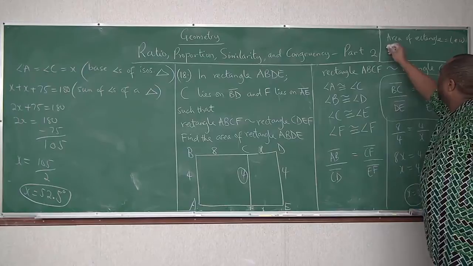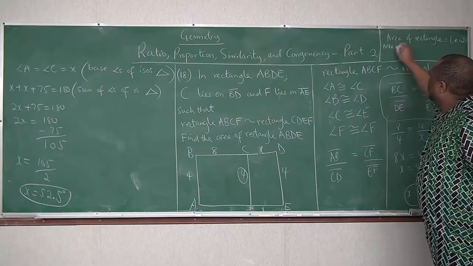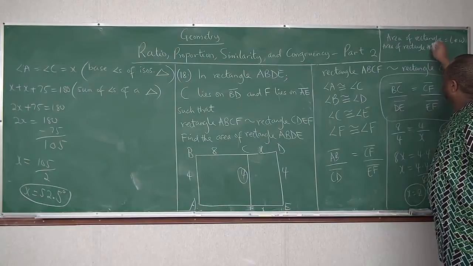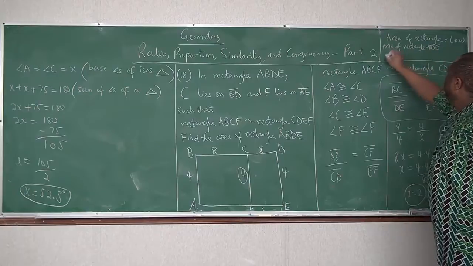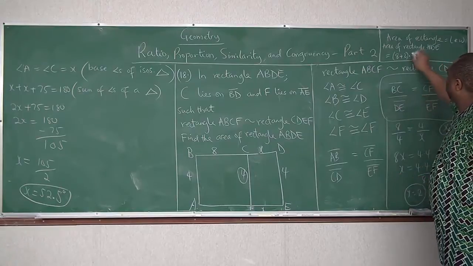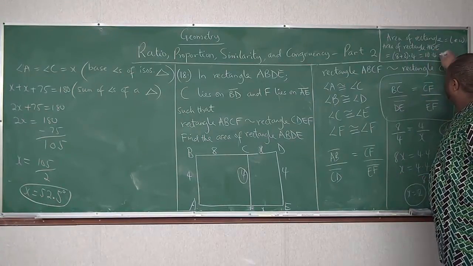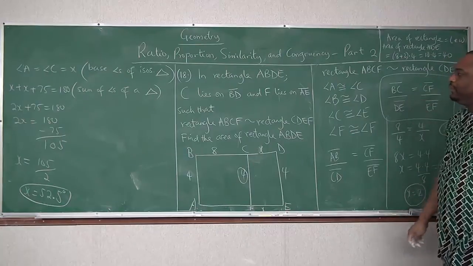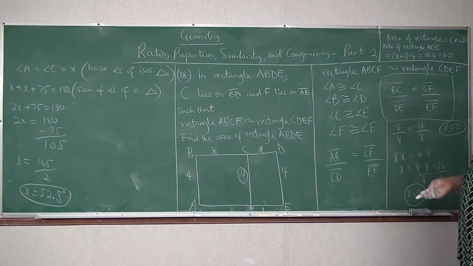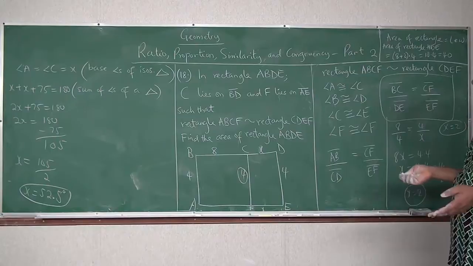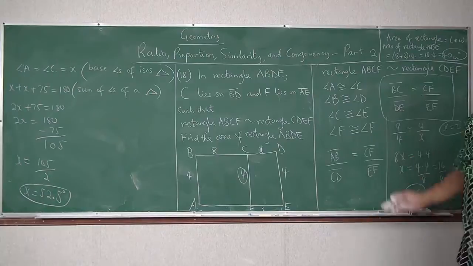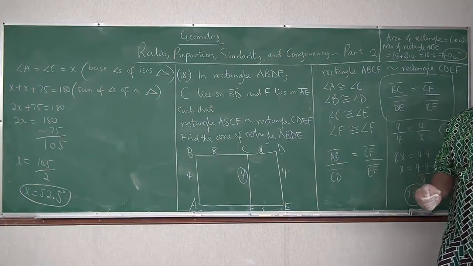So, area of rectangle ABDE will be, the length is 8 plus 2 times the width is 4, which is 10 times 4, which is 40. And you put the unit, okay? Whatever unit they give you, you put squared. Let's say maybe the unit is centimeter squared. You now put centimeter squared if the unit is in centimeter. And that is it. Okay?